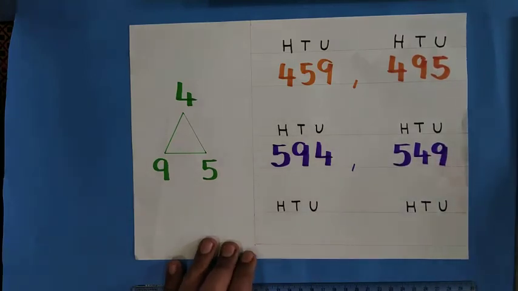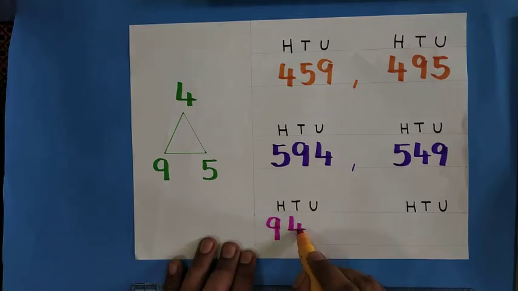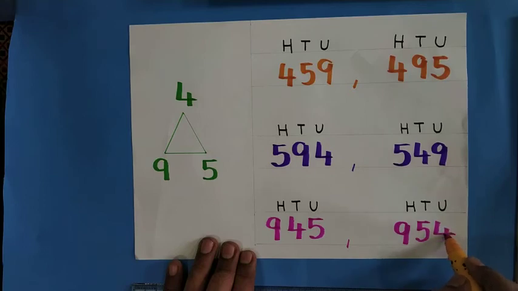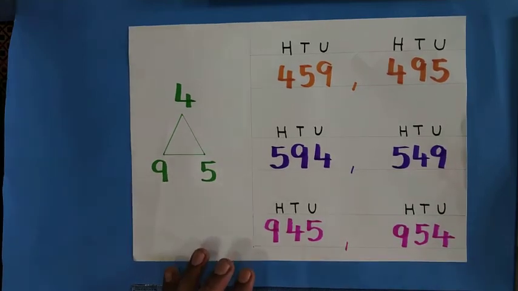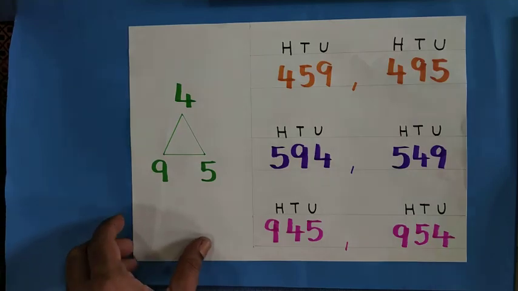Now let us take the other number, 9. You take 9 at the 100 place, then 4 and then 5: 945. Now anti-clockwise: 9, 5, 4. So easy. These all are 3-digit numbers.